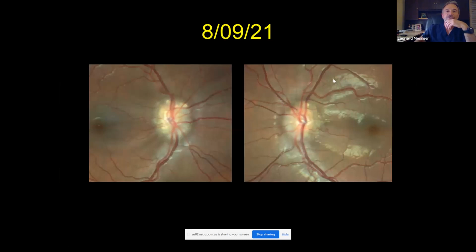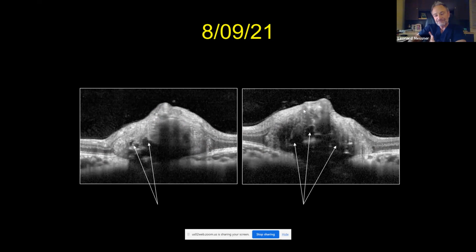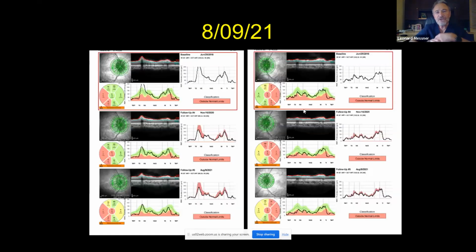And then finally in 2021, you can see that the drusen are becoming more apparent, right eye, left eye, and very similar OCT findings. Drusen and hyperreflective horizontal lines. Now, here's the kicker.